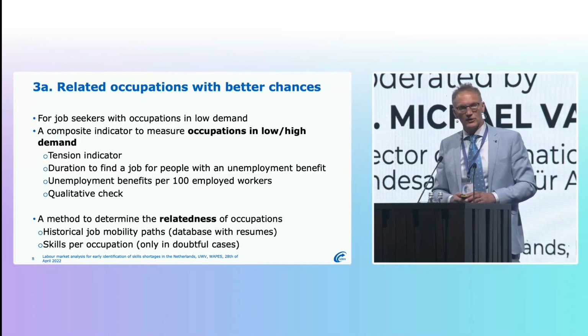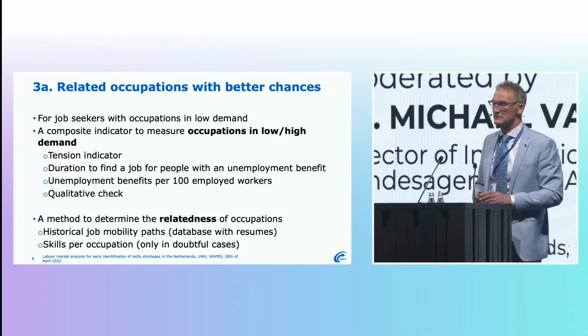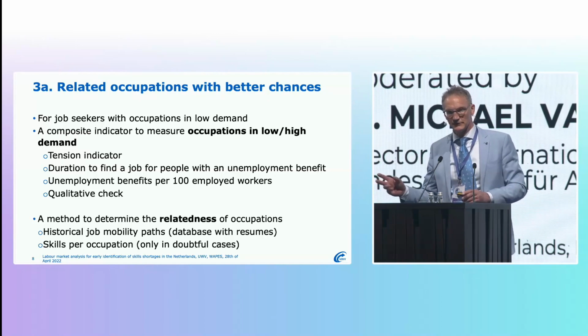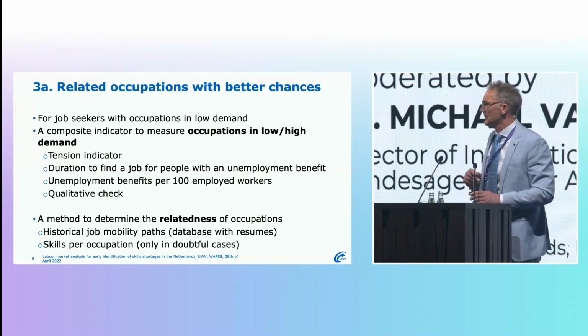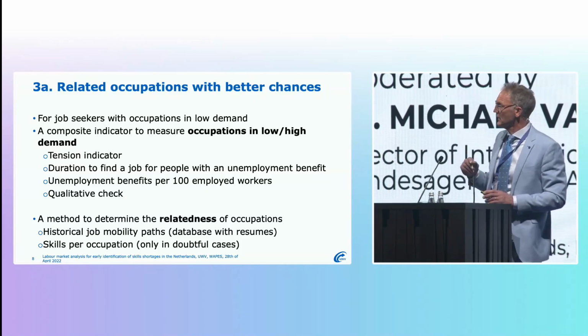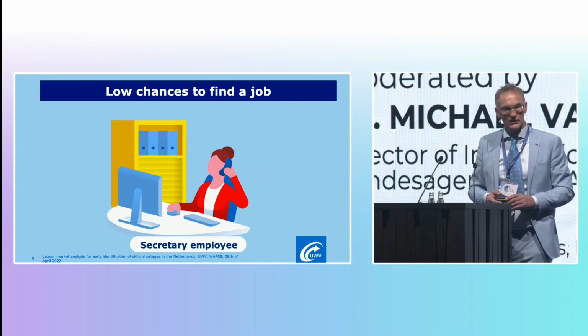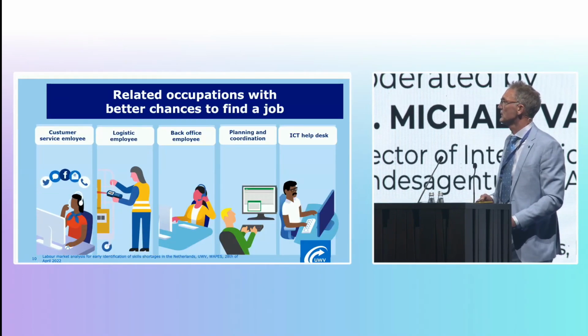And we use the list of occupations in low demand together with another method to determine the relatedness of occupations. It's based on historical job mobility paths. We have millions of job seekers who put their resume in our database, and we figured out what's the job mobility between occupations. And we used this information and combined that with that indicator of low-high demand to get related occupations with better chances. For example, a secretary employee has low chances to find a job, but there are some related occupations with better chances.